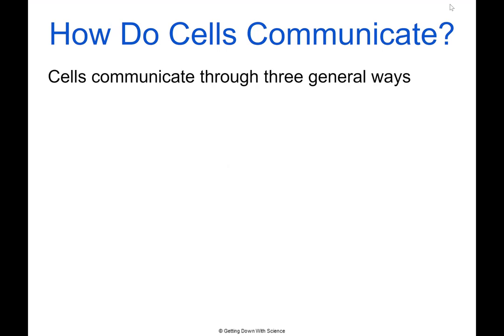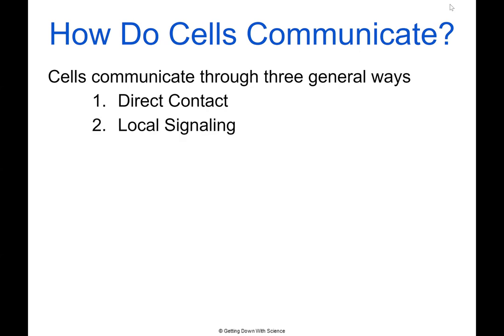So that brings us to the question of, well, how do they communicate? And there are three general ways that cells are going to communicate. They will communicate through direct contact, cell to cell direct contact. They can use local signaling, so they can release little chemical signals right in the area that they're trying to communicate. And then, of course, there is long distance signaling.